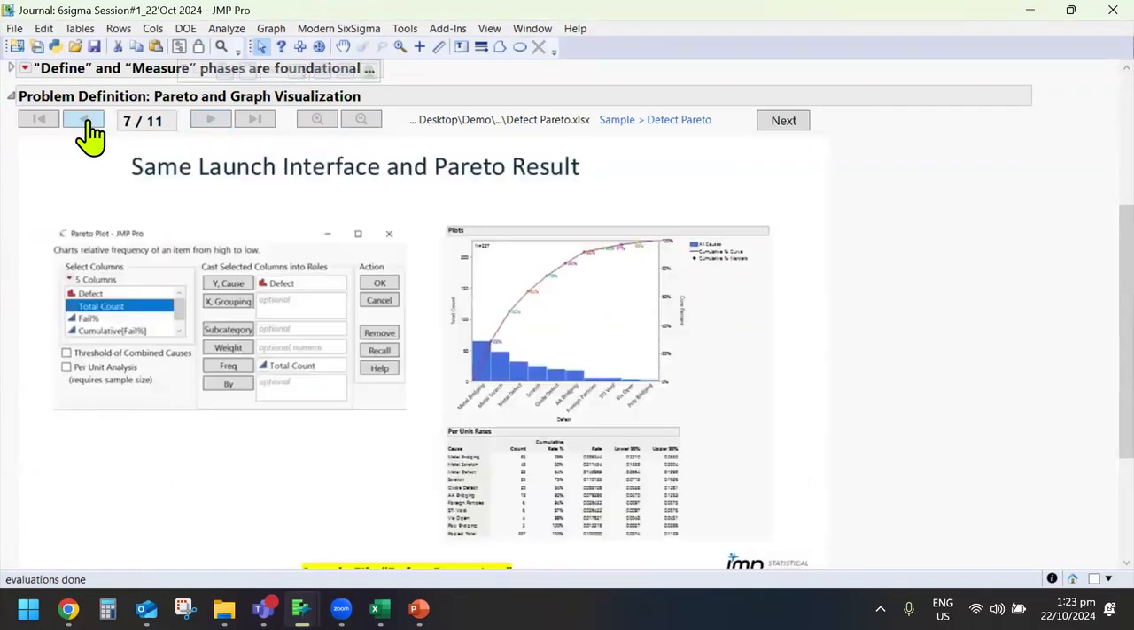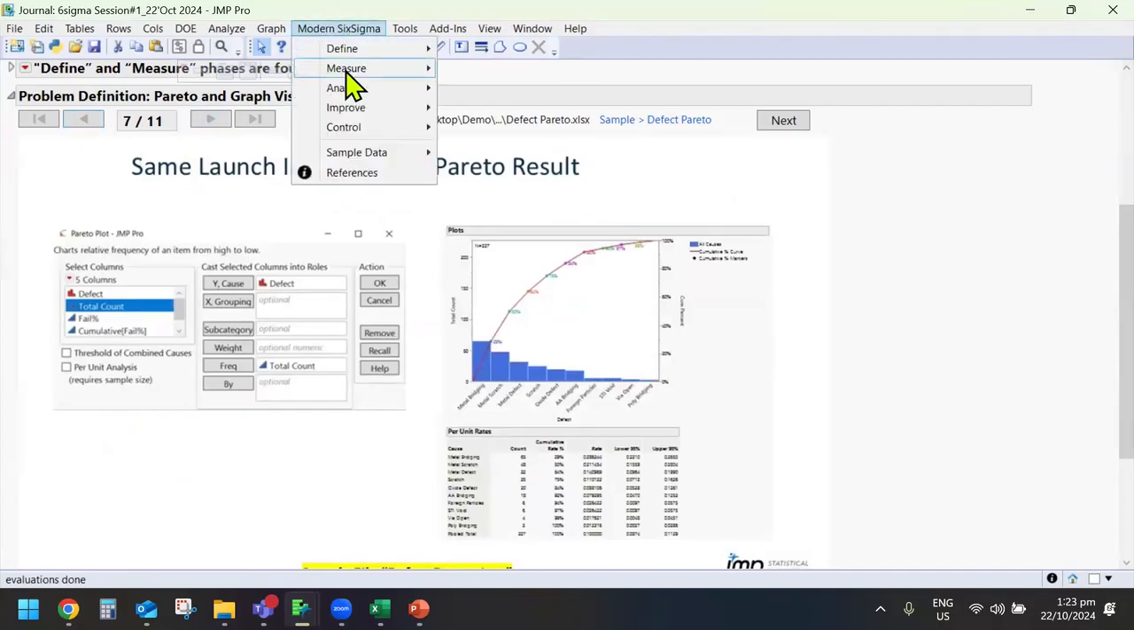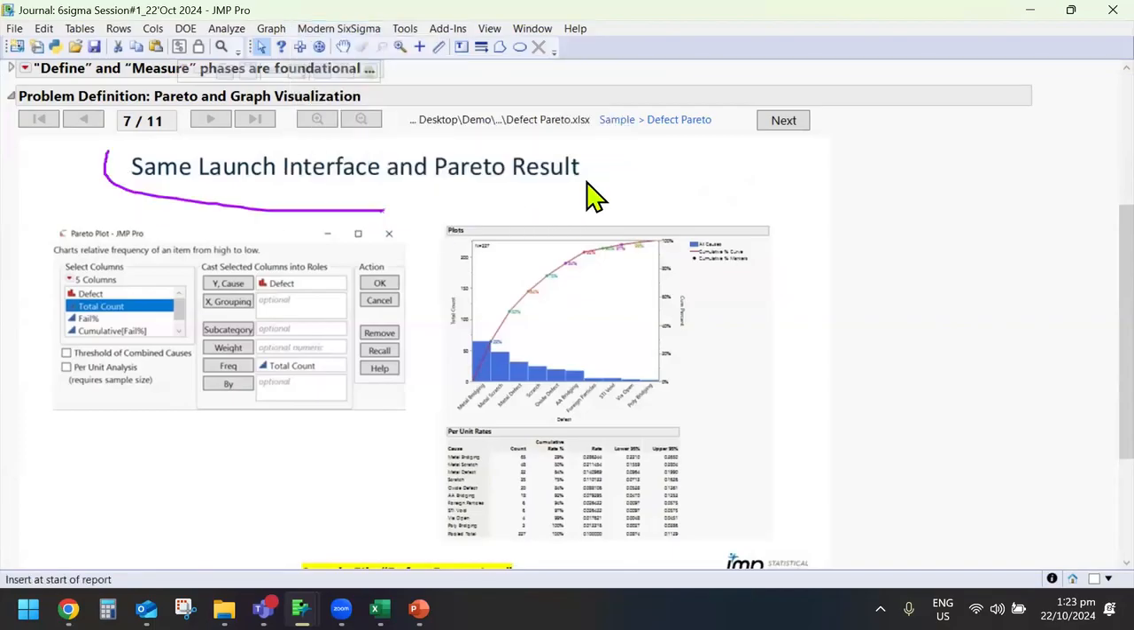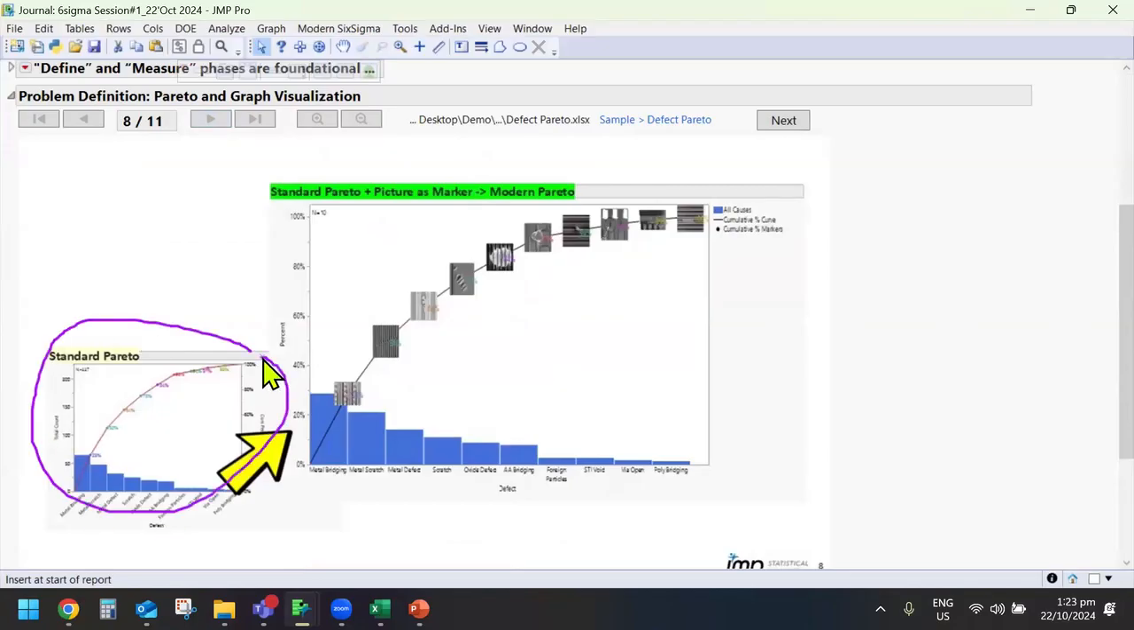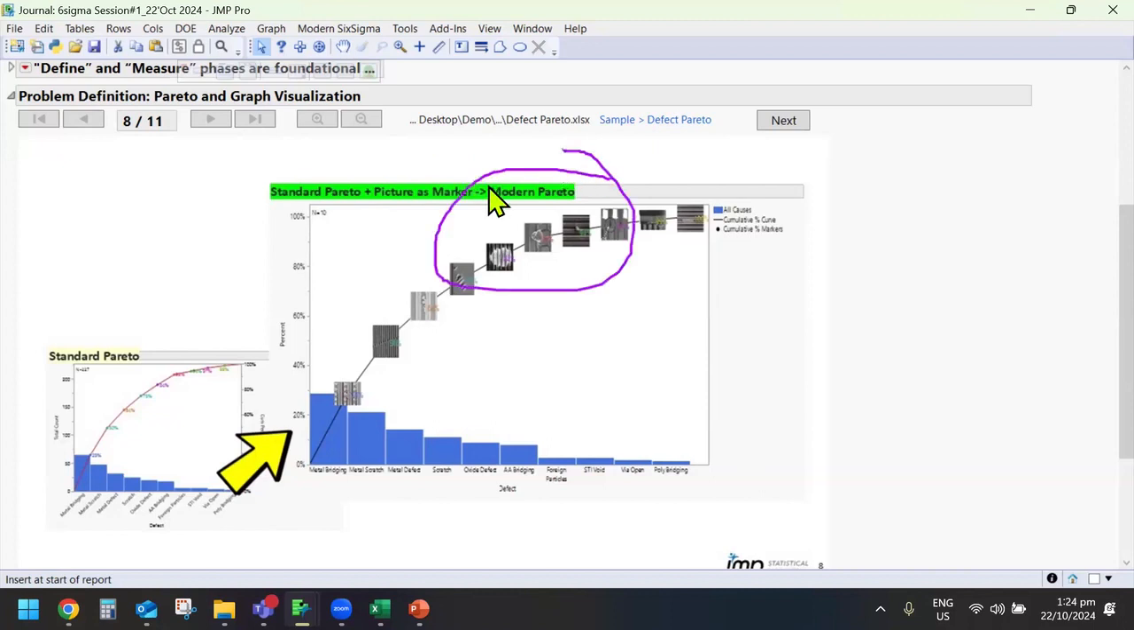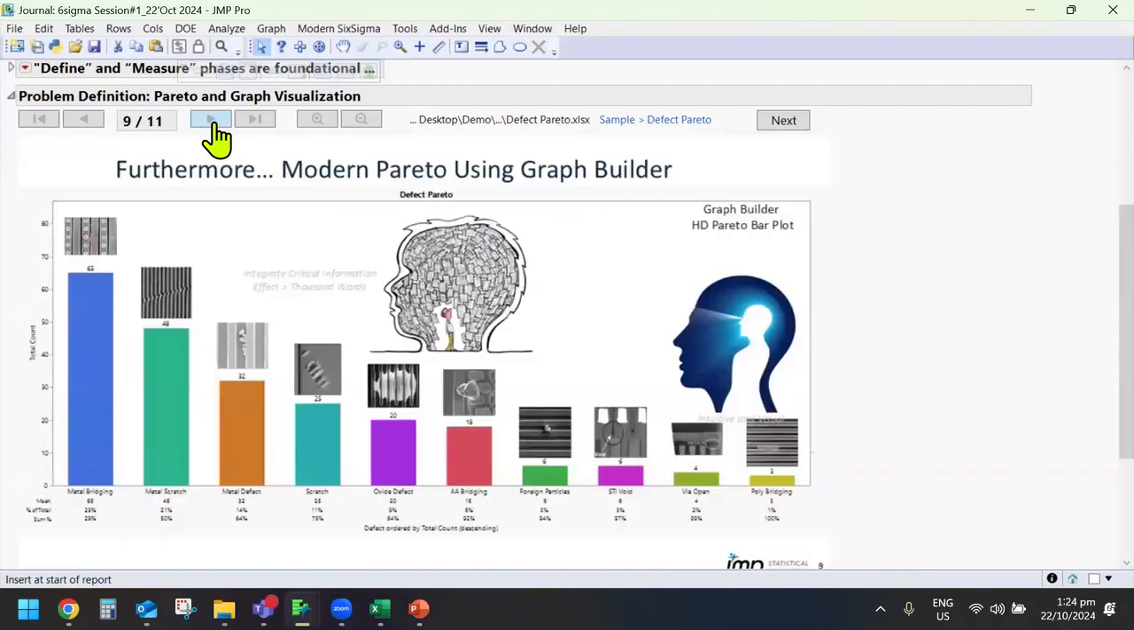So for the Pareto, no matter whether you use the standard way or the more than 6 sigma measurement Pareto, it is the same launch interface and the same Pareto result. You get a standard Pareto result easily. Not only this, because we are doing more than 6 sigma, using a picture as a marker will make your Pareto much more professional, modern, right? That is why we call it modern Pareto, unlike the standard Pareto. Add on a little bit of pictures, right?